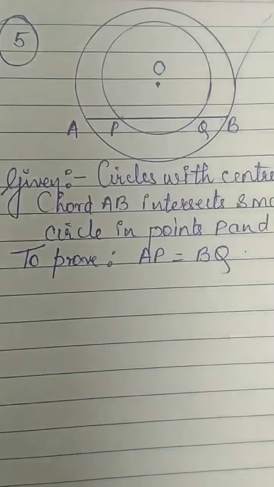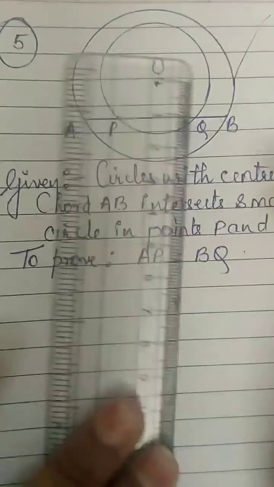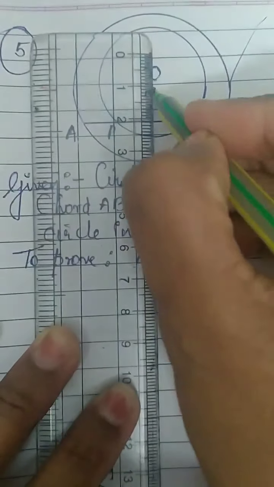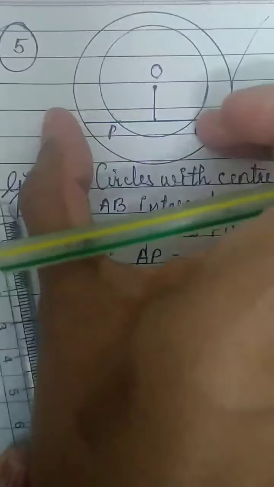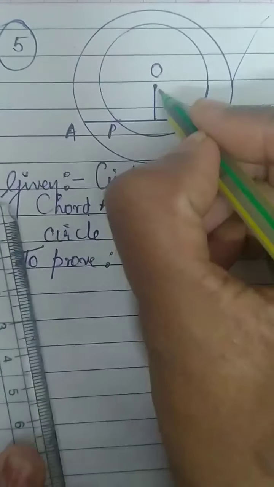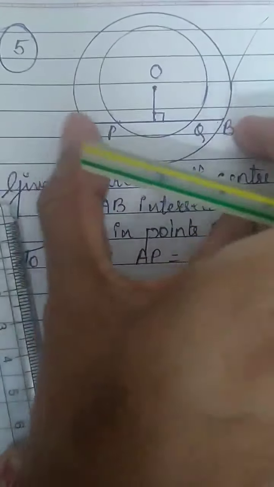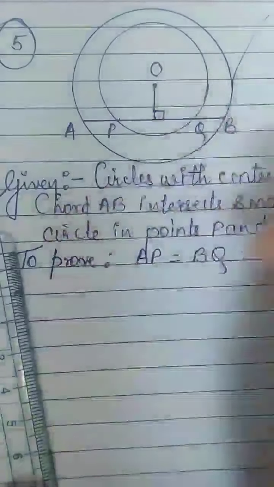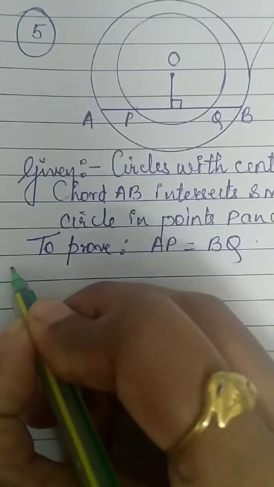Now we need a construction here. We need the most important part, that is a perpendicular. Perpendicular from the center to the chord. So this smaller chord as well as the bigger chord, this perpendicular will divide both the bigger and the smaller chord into two equal parts. So let us write all that construction.